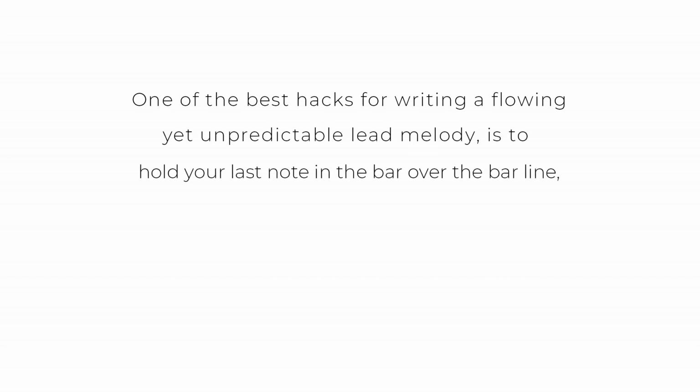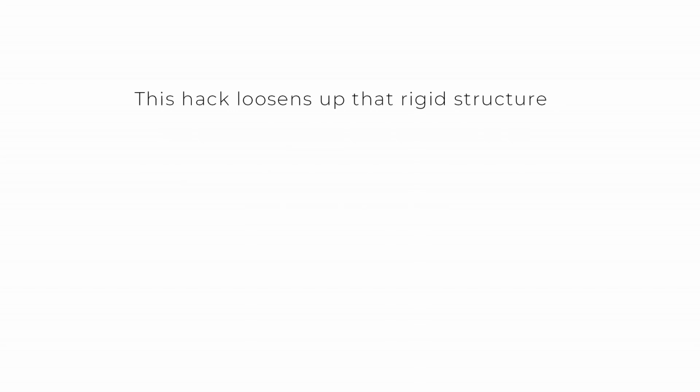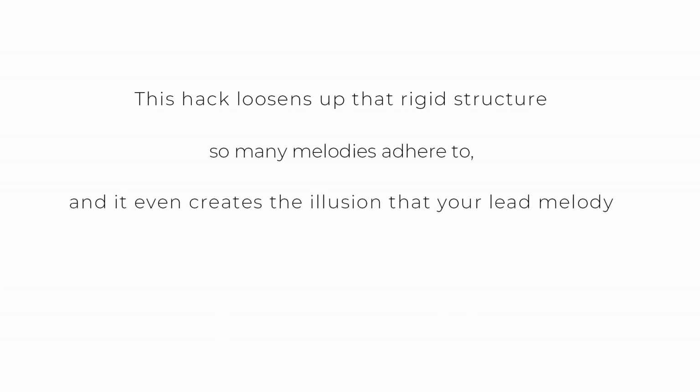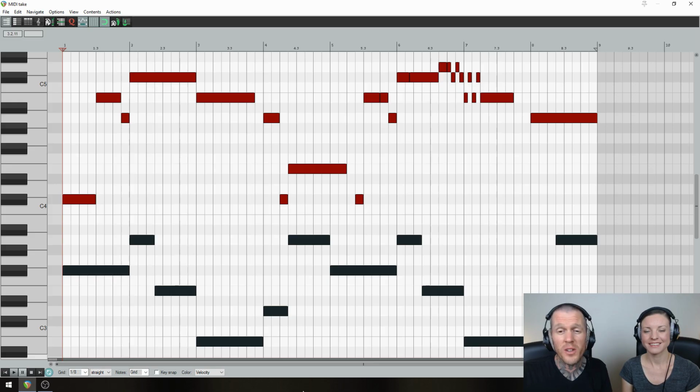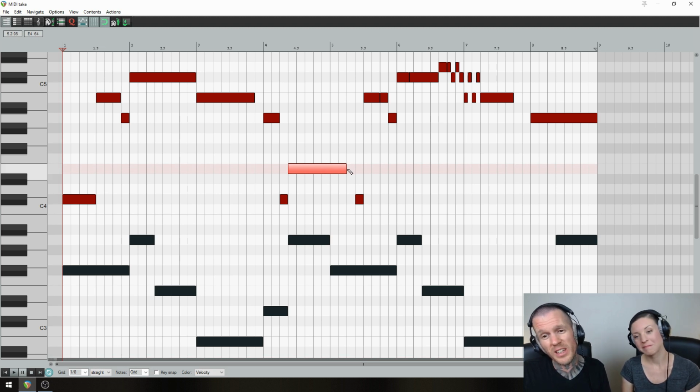One of the best hacks for writing a flowing yet unpredictable lead melody is to hold your last note in the bar over the bar line and into the next bar. This hack loosens up that rigid structure so many melodies adhere to, and it even creates the illusion that your lead melody is floating above the music, making it even more attention-grabbing. So you can see we're holding this E over the bar line and into the next bar.